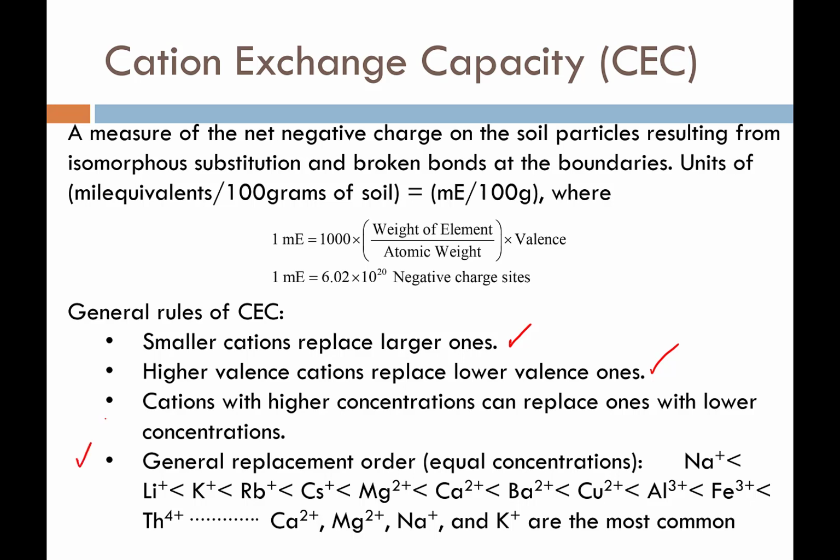So, right here, folks, is essentially the general replacement order, assuming we had equal concentrations of all these different cations. Sodium will always replace lithium, will always replace potassium, will always replace rubidium, cesium, then magnesium, then calcium, barium, and so on and so forth, all the way up until we get to thorium, okay? And it could keep going, silica, and so on. Now, the cations most common for isomorphous substitution are calcium, magnesium, sodium, and potassium, because they're the most commonly found cations in nature.